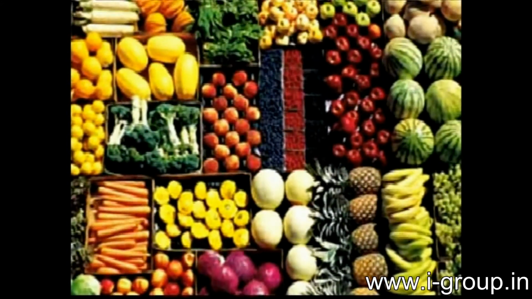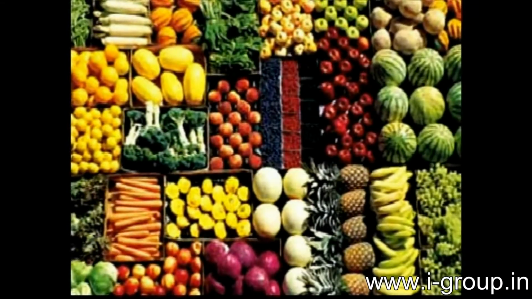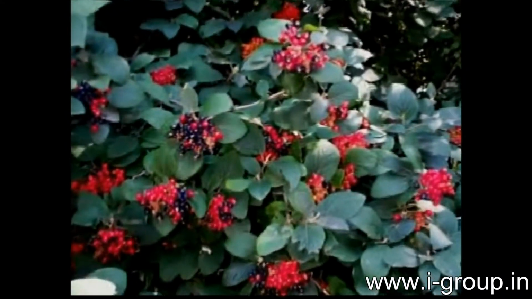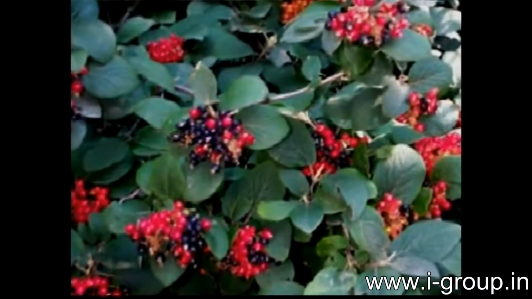And nature has given us a clue as to how to identify antioxidants in foods simply by looking at them. Generally speaking, fruits and vegetables with deep, vibrant colors have a high antioxidant content.